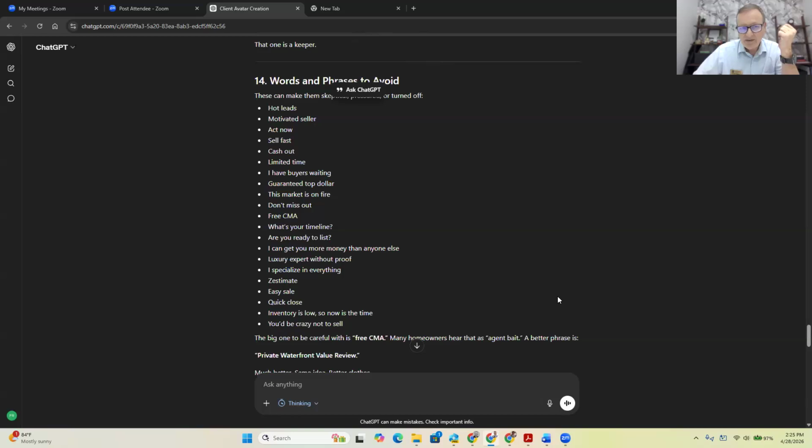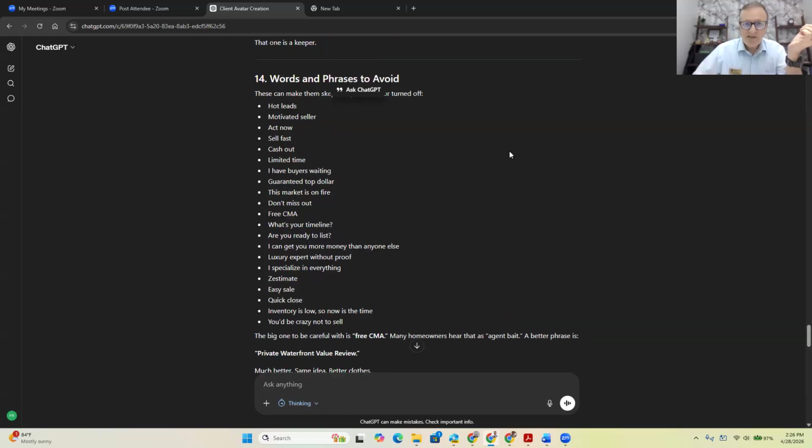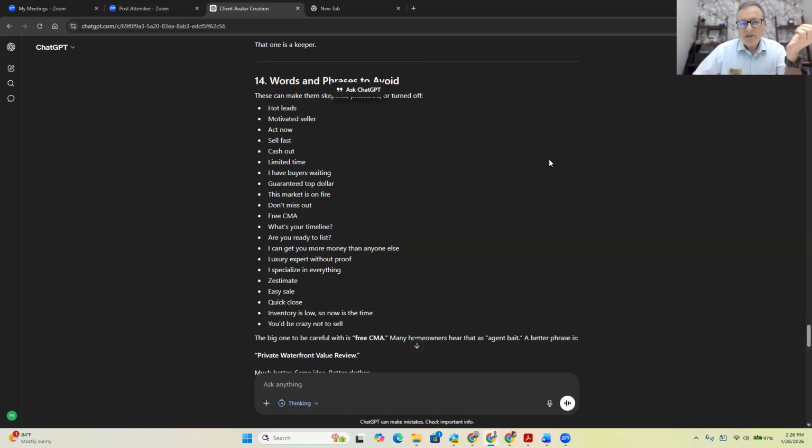Words and phrases to avoid, and I agree with a lot of this. Free CMA. That doesn't mean anything to me. Everybody says that. It's like "thinking of selling." It's such a tired phrase that it's at the point of being ridiculous. Nobody thinks of selling. They decide to sell. If you're asking them, they're thinking of selling, they're certainly not thinking of you. What I want to know is, are you thinking of me as your selling agent? So that's what I want to know.